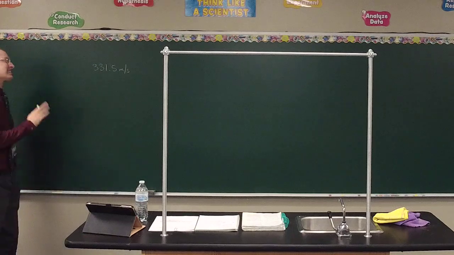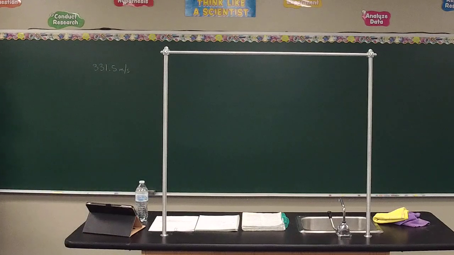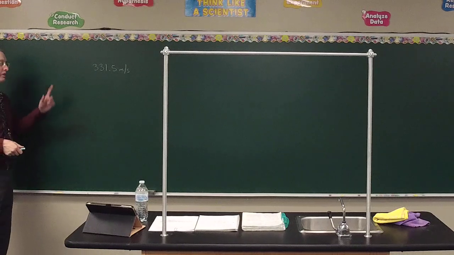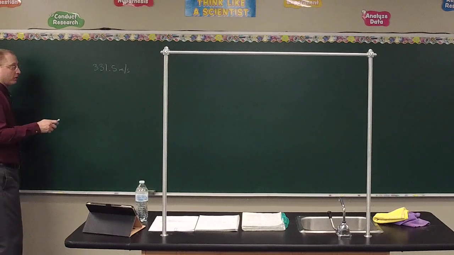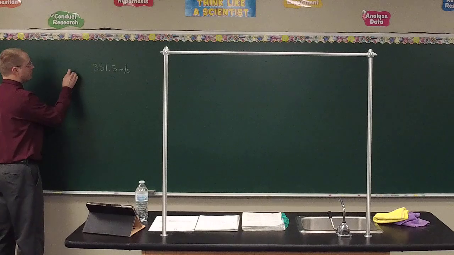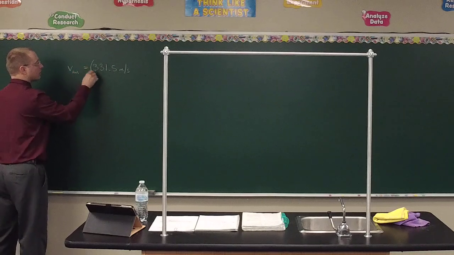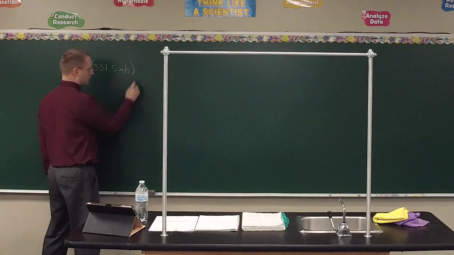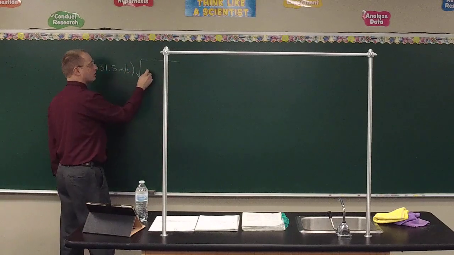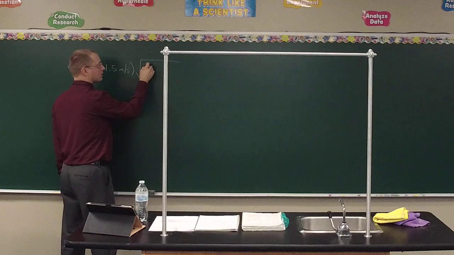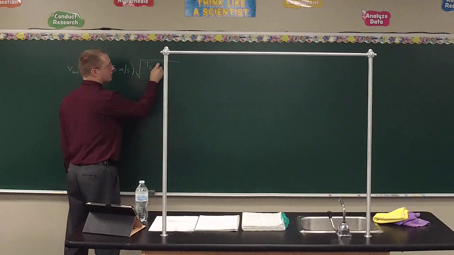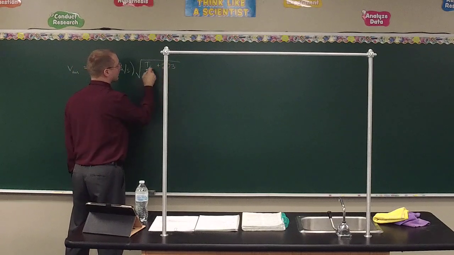331.5 meters per second. That's at 0 degrees Celsius. At any other temperature of air, since temperature makes a difference, we'd have to account for this by using what equation, Michael? V sub air equals 331.5 times the square root of T sub C plus 272 over 272.